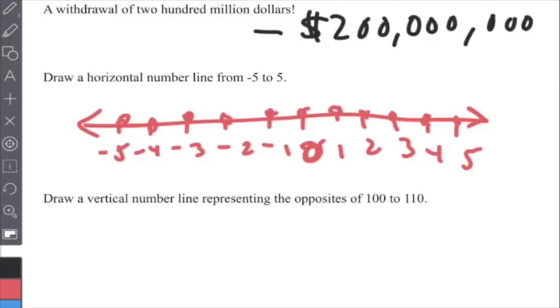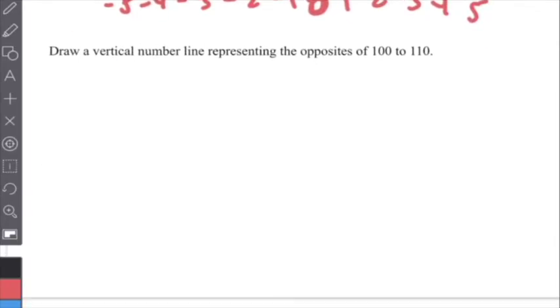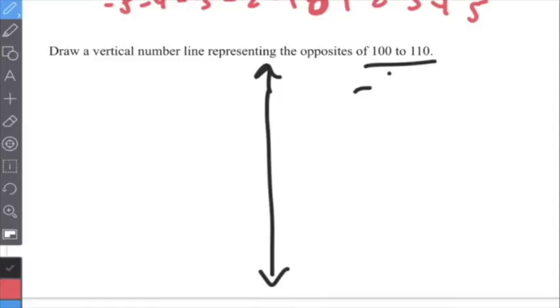And then when you do a vertical number line, negatives are going to be at the bottom, positives are going to be at the top. It's like climbing a mountain, so you want to increase your numbers going up. So the vertical number line represents the opposites. The opposite of 100 is -100, and the opposite of 110 is -110. We start down at the bottom, and the bottom is going to be the smallest number, so the smallest number is -110.